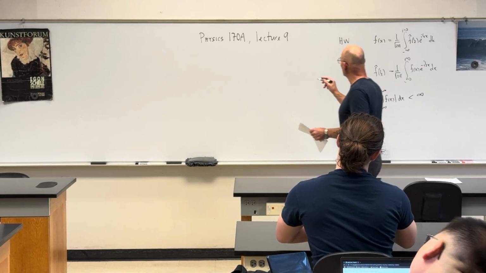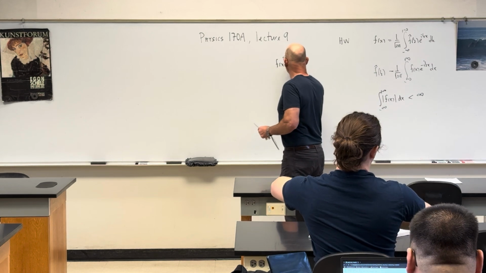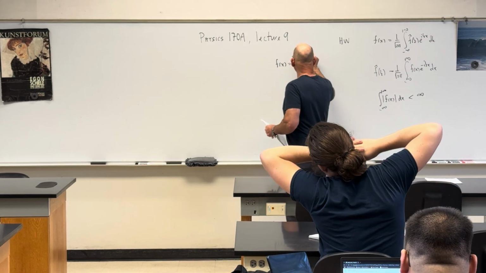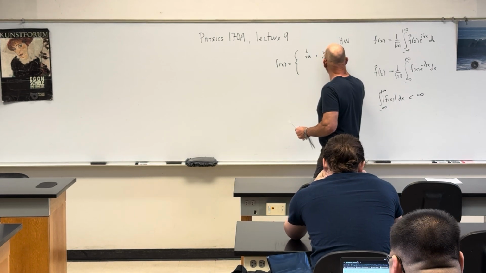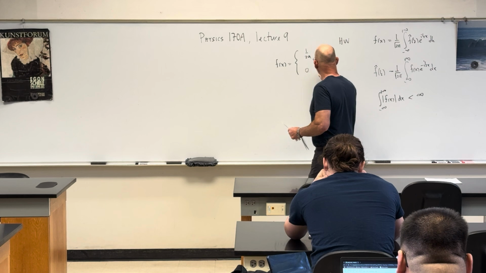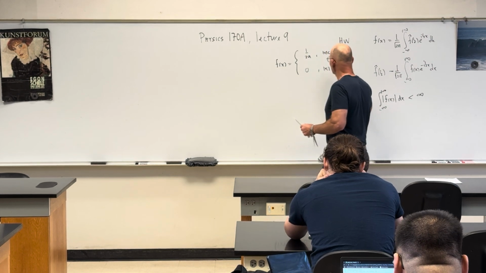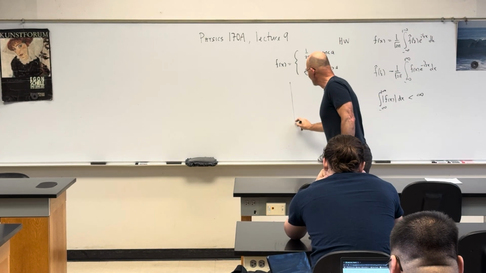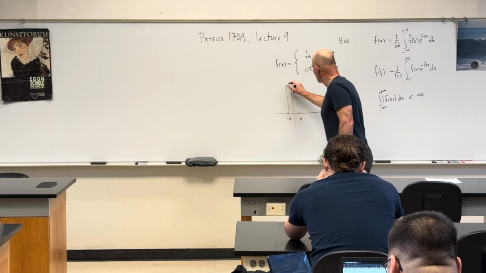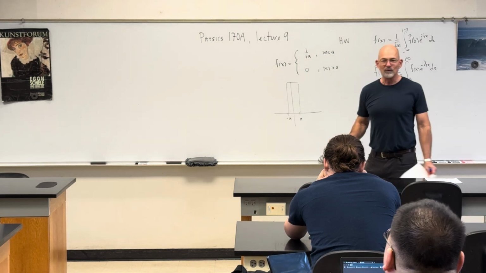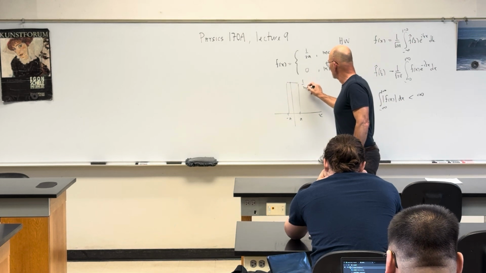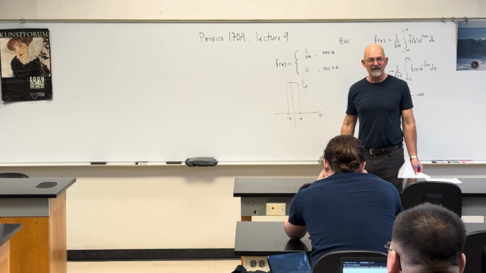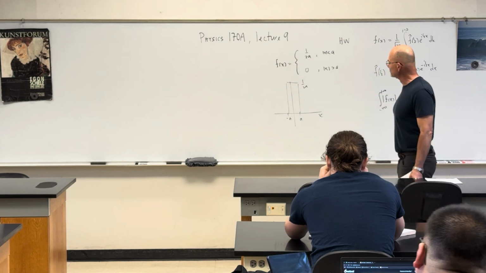The homework problem is this: f of x equals 1 over 2a for the magnitude of x less than a, and 0 for the magnitude of x greater than a. And of course, that is this spike. It's been constructed so that the area under it is 1. Okay? Because 1 over 2a times the width of this thing, which is 2a, is equal to 1. So it's been constructed that way.